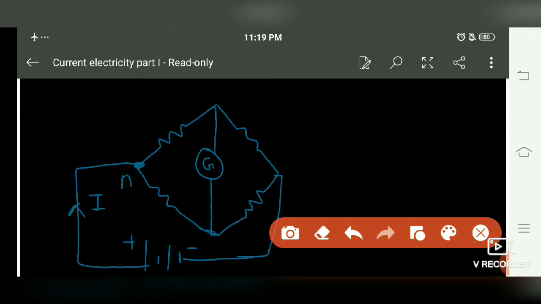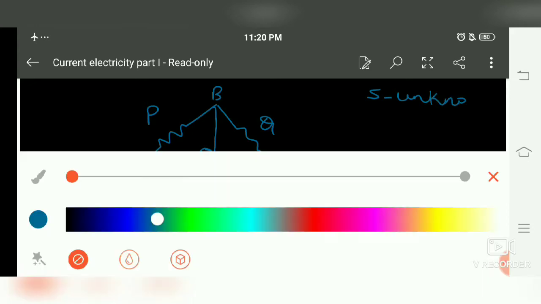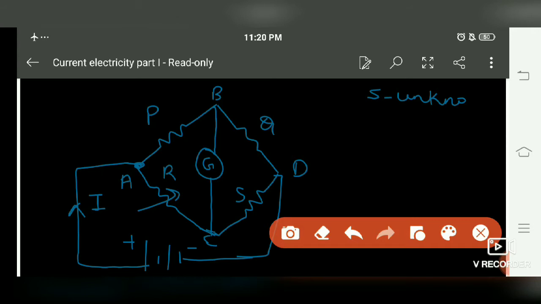Let this be point A, B, C, and this point be D. This is P, Q, this is a variable resistance R, and this is S, the unknown resistance. S is the unknown resistance that we have to find. Now first of all, as the current I approaches here, it splits into two arms.